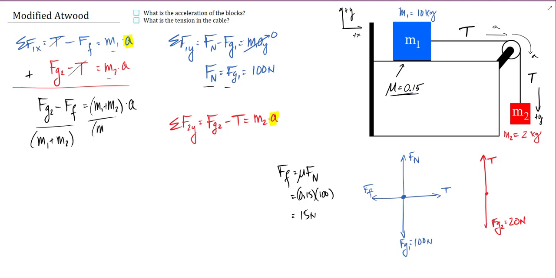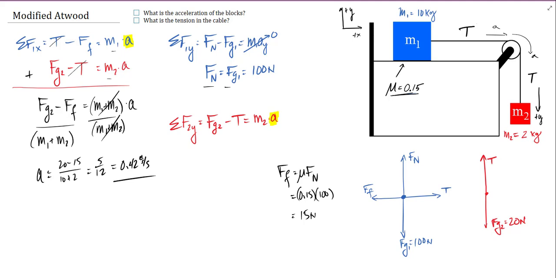Divide both sides by the total mass. And we get our acceleration ends up being, we can pop some numbers in. So we get 20 minus 15 divided by, let's see, the total mass is going to be 10 plus 2. And that gives us 5 over 12, which gives us an acceleration of about 0.42 meters per second per second.